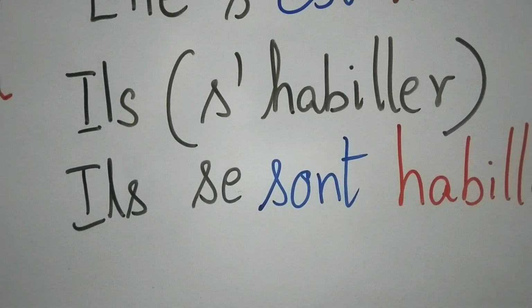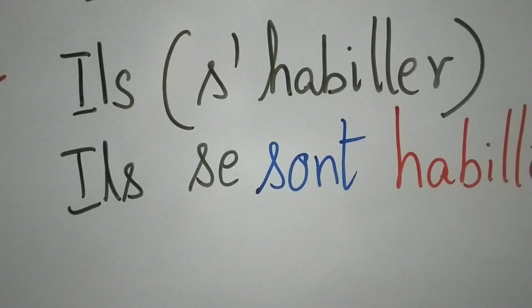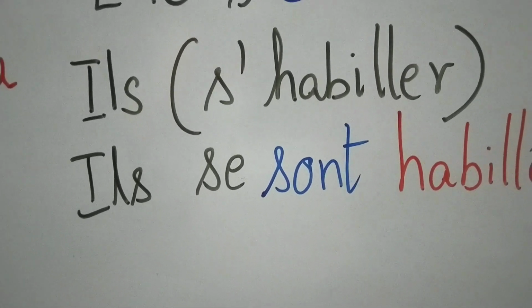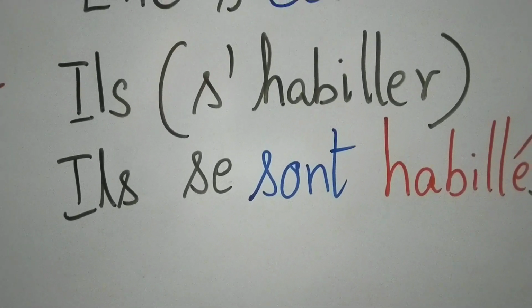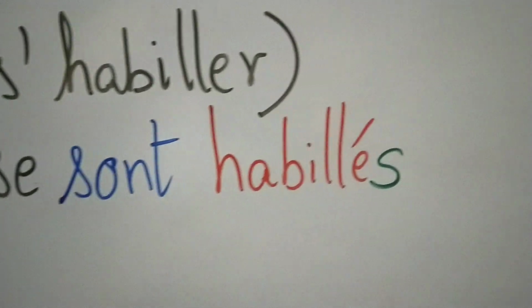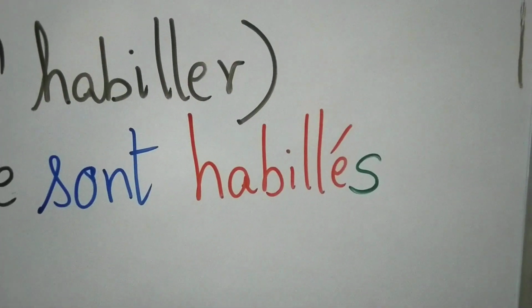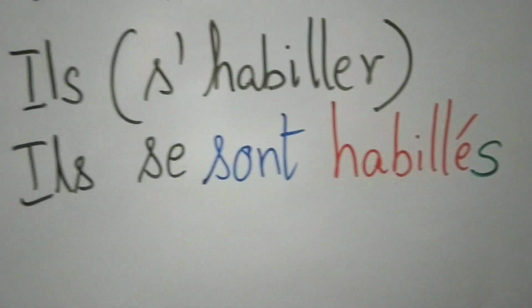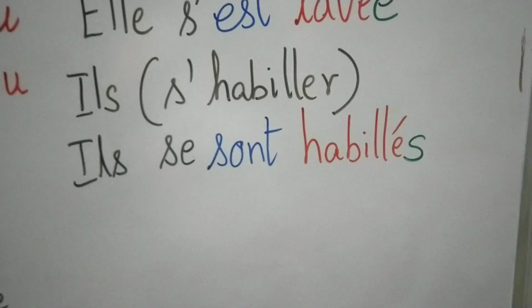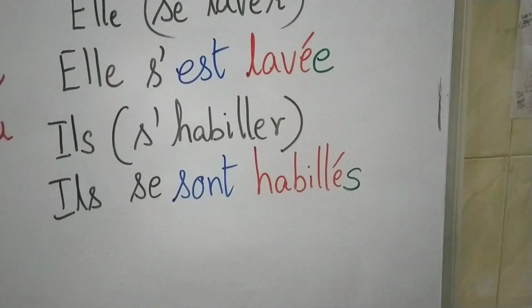So ils se sont, s apostrophe will become se because sont does not begin with a vowel and it begins with a consonant. So ils se sont habillés, H-A-B-I-L-L-E acute, which is the past participle for habillé, and we have to add an S because the subject pronoun is masculine plural. I hope you would have understood the passé composé by this.